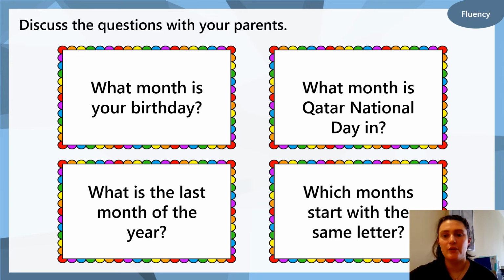Our next question, what month is Qatar National Day in? Qatar National Day is the 18th of December, so it is in December. And which months start with the same letter? Well, we have some months that begin with the same letter J. We have January, June, and July.